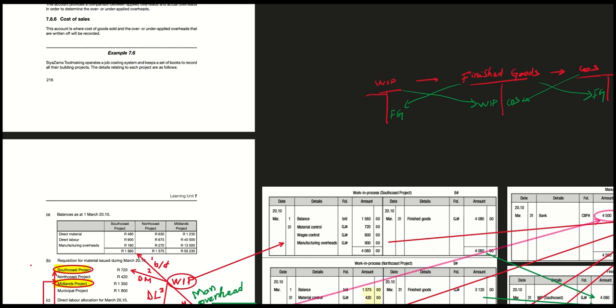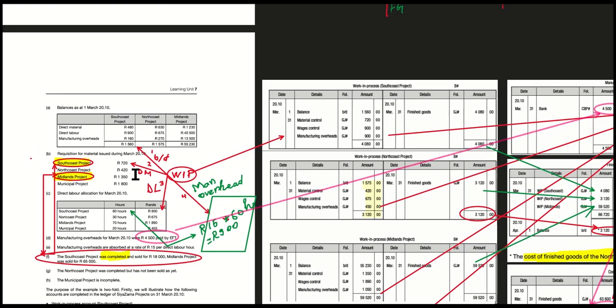So example 7.6. SIA Zama toolmaking operates a job costing system and keeps a set of books to record all their building projects. And that's what it's all about, folks. It's about how do we record these costs within the different accounts, so that we keep a tight record of the cost, right? So here is an example.